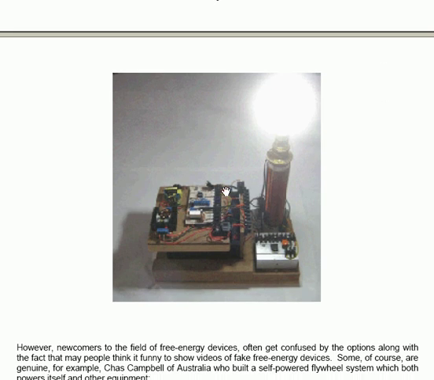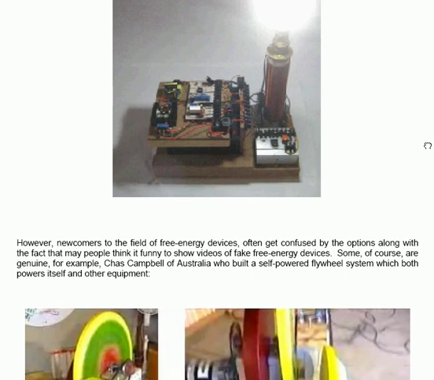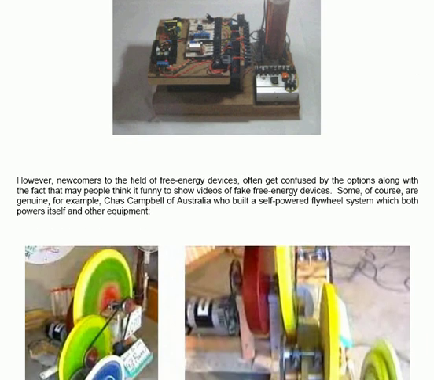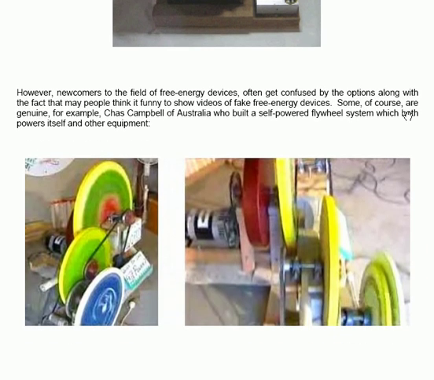For example, Chas Campbell of Australia, who built a self-powered flywheel system which both powers itself and other equipment. He uses an ordinary mains electric motor and an ordinary electrical generator, and he has various shafts that are driven to change the rate of spin of the generator. The circuit that is involved in this is very straightforward.